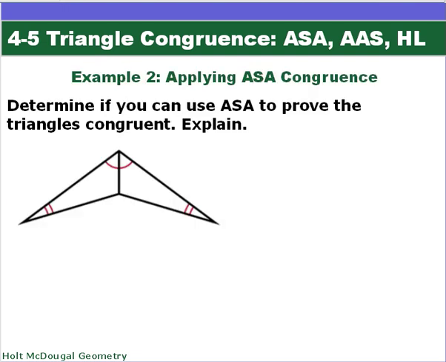So here's our first example. Determine if you can use angle side angle to prove the triangles are congruent. Right now we have two angles, and two angles are congruent. Do we know anything else? We know this side is congruent to itself. But looking at this, do we have enough information to go angle, side, angle? The included side is not, so this answer would be no.